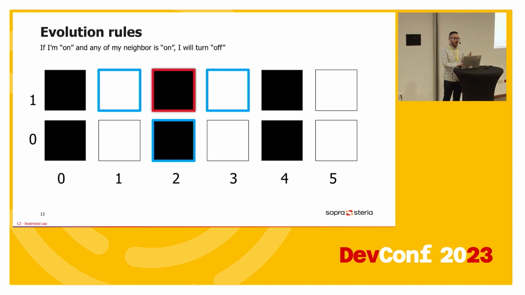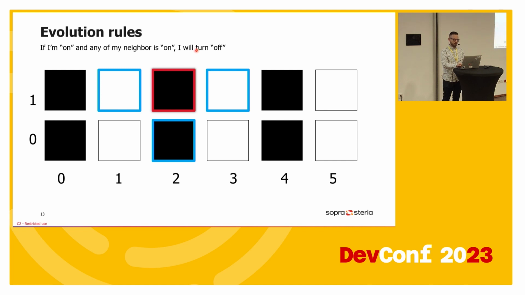Those rules define how our Cellular Automata is changing with every iteration. And this is like the most crucial thing in this. So let's say that we have a rule which says, if I'm on and any of my neighbors is on, I will turn off, which means that if any of my neighbors has stayed on, is black, then I will turn off.